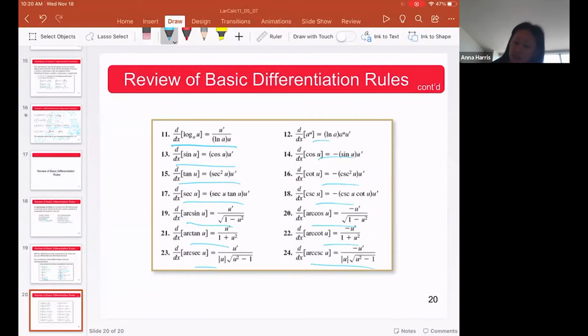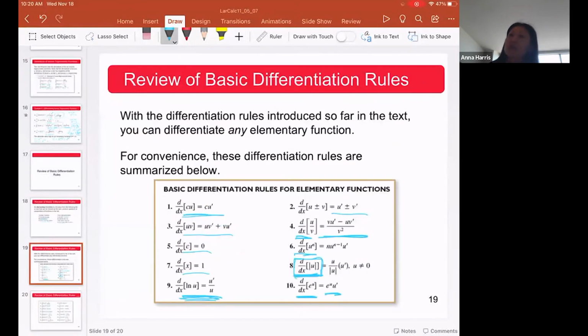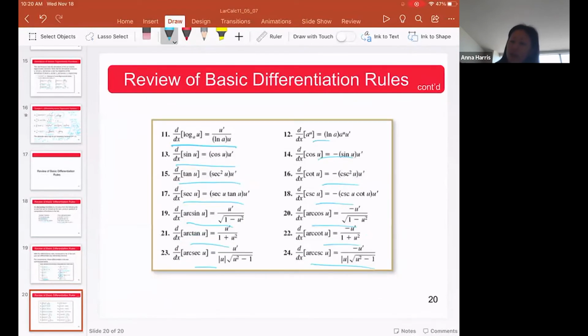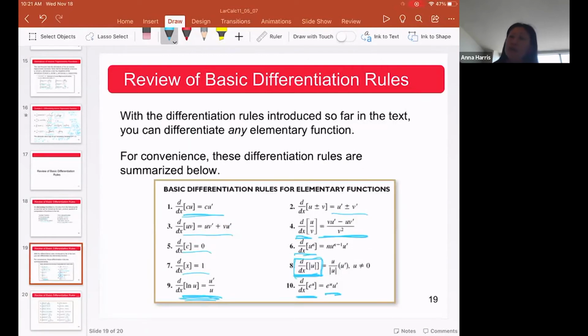So this is a complete review. It shows everything about the derivatives of elementary functions and derivative of a log and exponential functions and trigonometric functions, inverse trigonometric functions. So it has everything. So all the 24 covers everything that we have learned about derivatives.